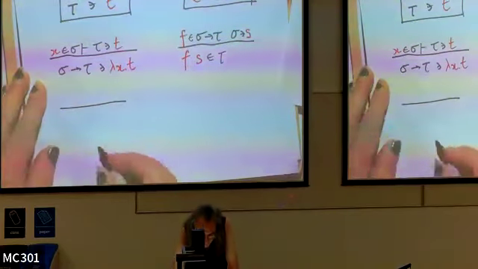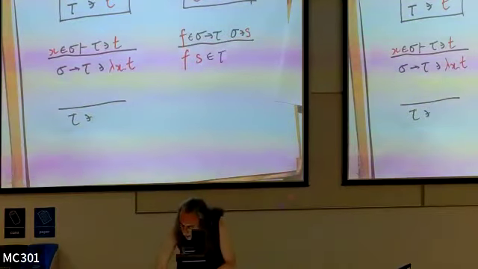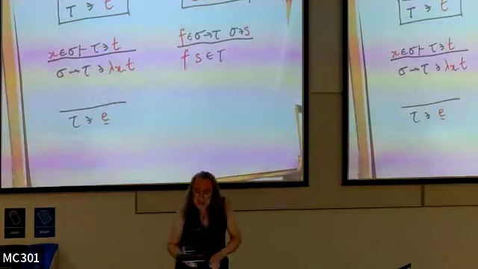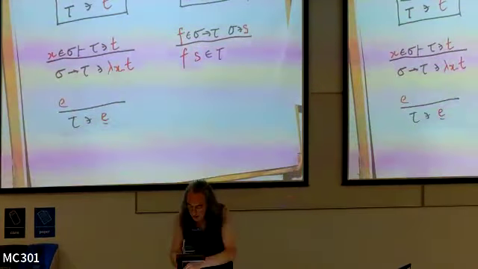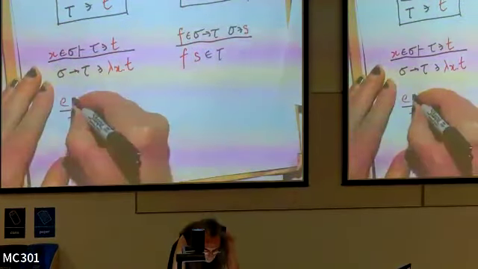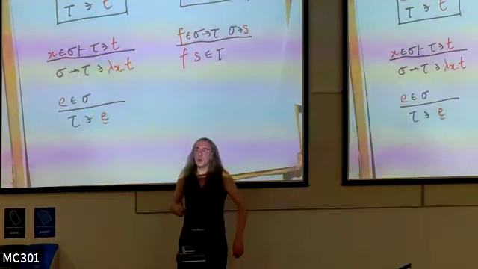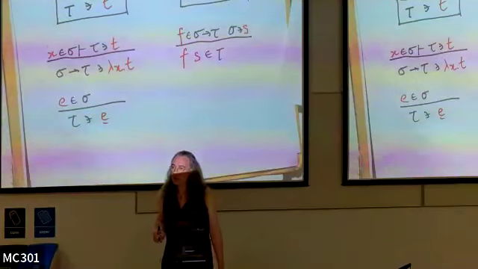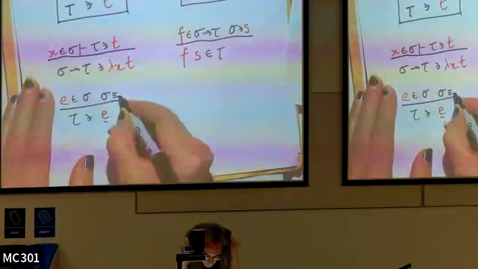Checking rule. If we want to check a synthesizable term, we can start by synthesizing its type. And now we've got two candidates for the type of E. They had better agree.